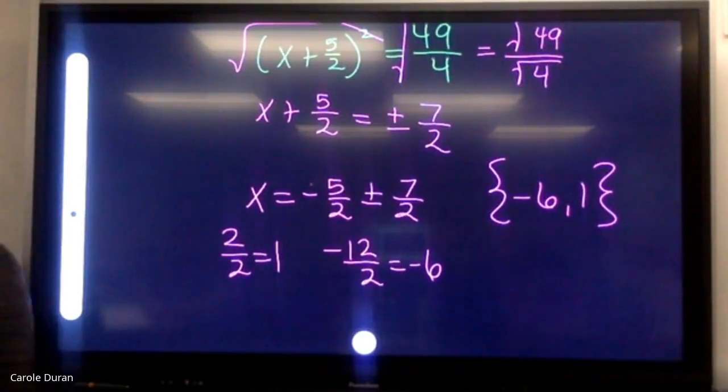They won't always work out. So if they reduce the fractions and they're not perfect, you just leave them as fractions.